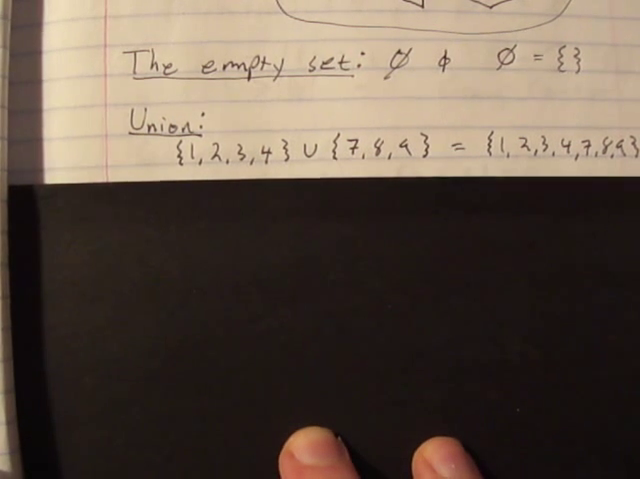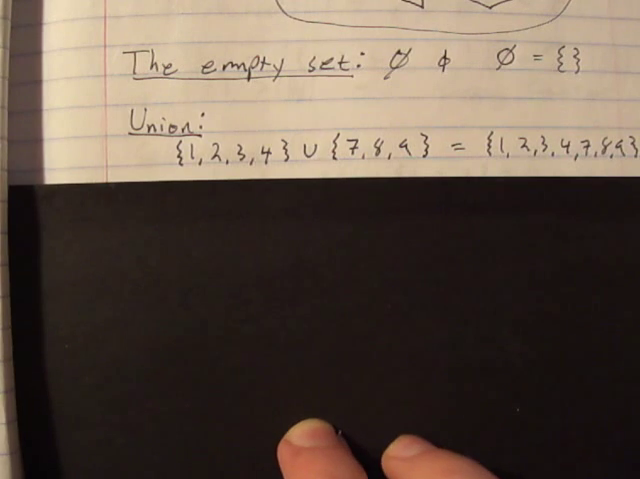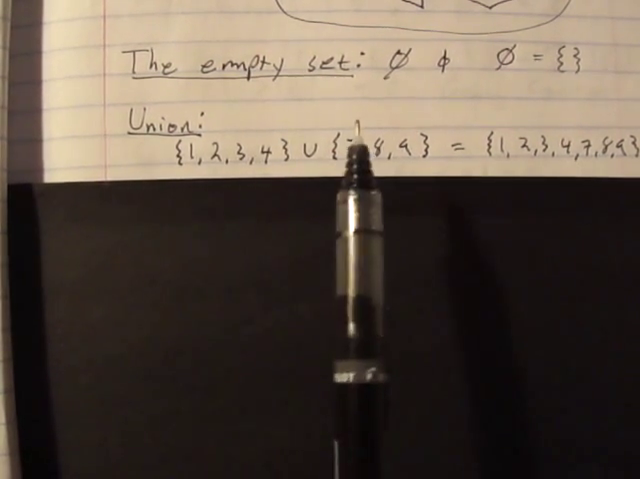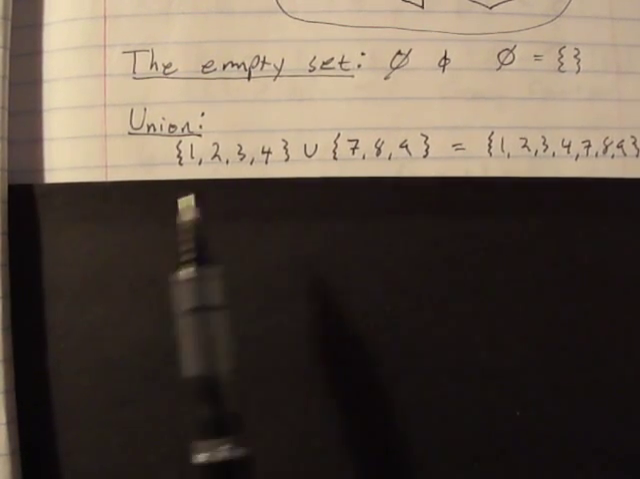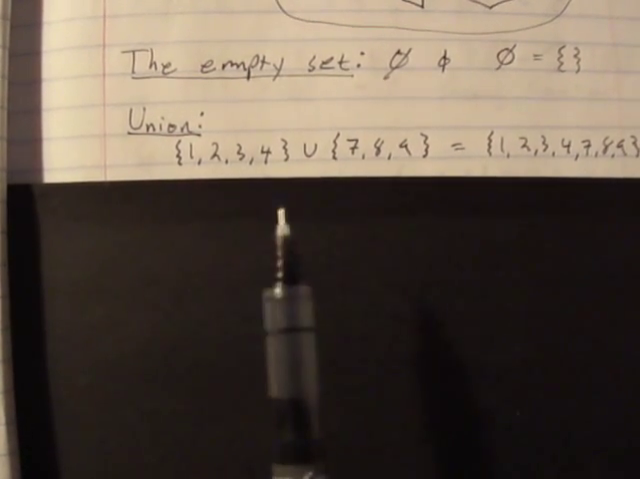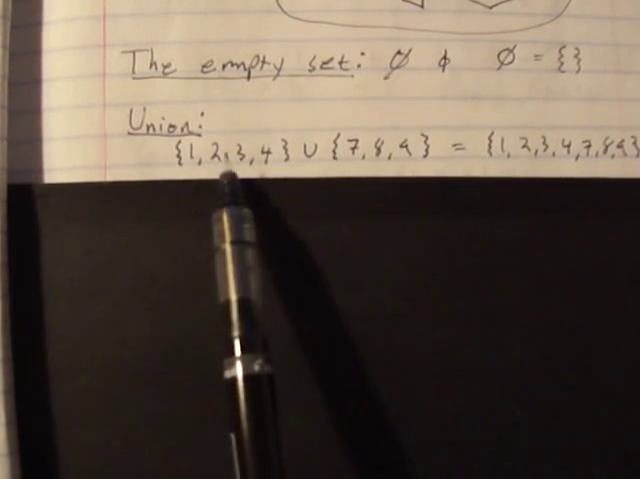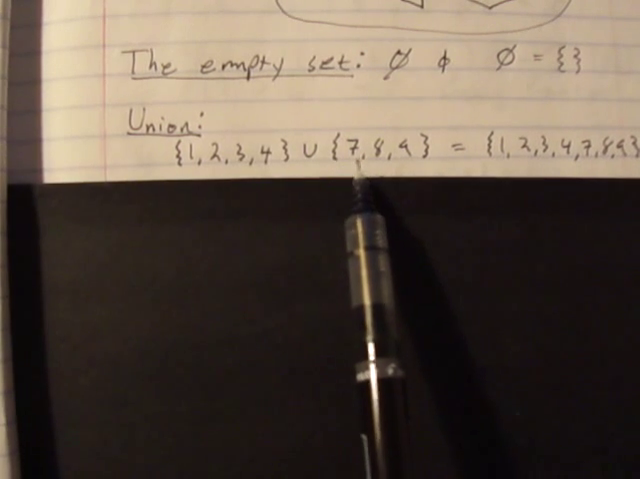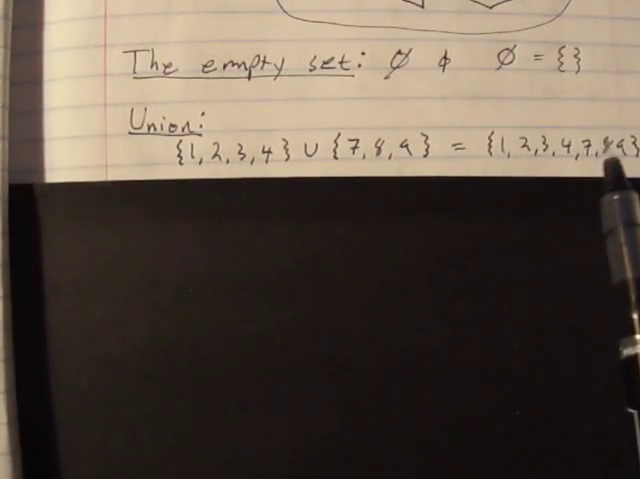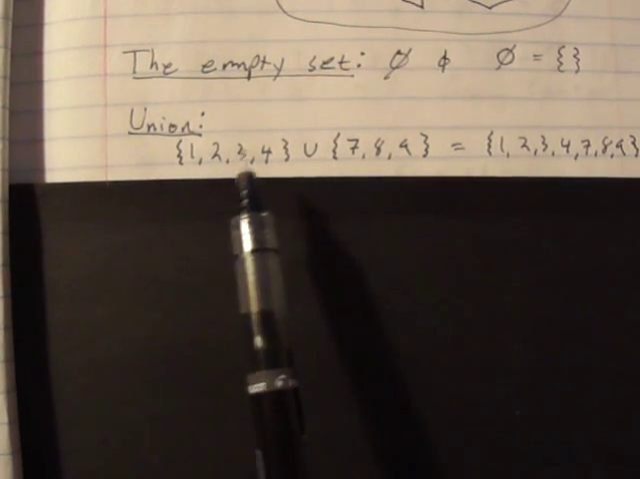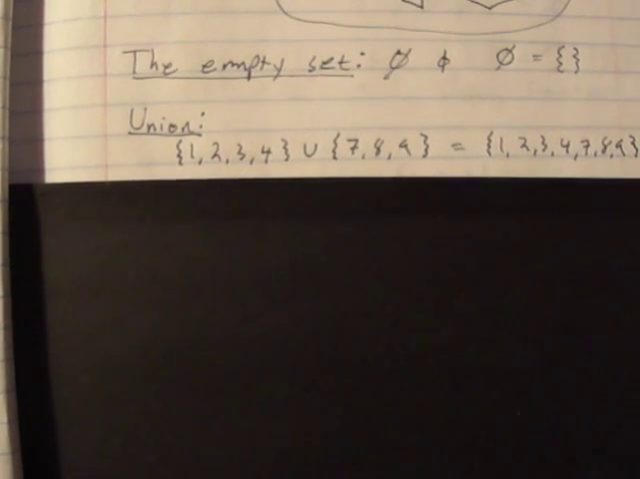Okay, so there are operations that we can do on sets to make new sets or to relate sets to other sets. The first one is called union. The union of one set with another is just the set that contains all of the elements that are in both of them, that is, all of them together. So the union of 1, 2, 3, 4 with 7, 8, 9 is 1, 2, 3, 4, 7, 8, 9, and that's the union. If it's in the first set or the second set, then it's in the union.